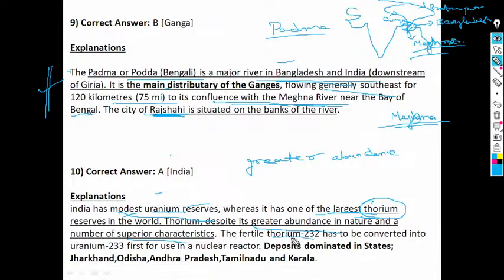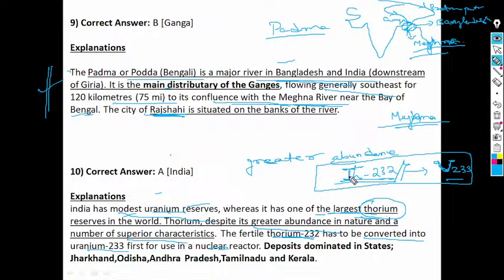The fertile thorium 232 has to be converted into uranium 233. First, it is used in a nuclear reactor.